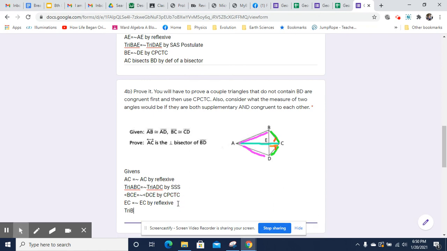Triangle BCE is congruent to triangle DCE by side, angle, side, because I have a side and an angle and a side with that reflexive piece. And once I have that, I could prove that angle BEC and angle DEC are congruent by CPCTC. And if they are congruent, we can just do a little bit of math.